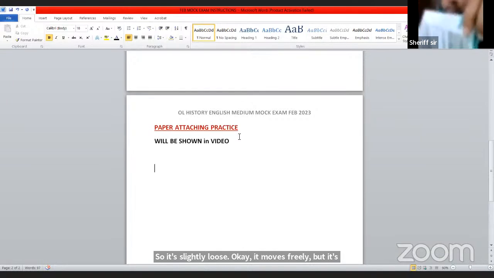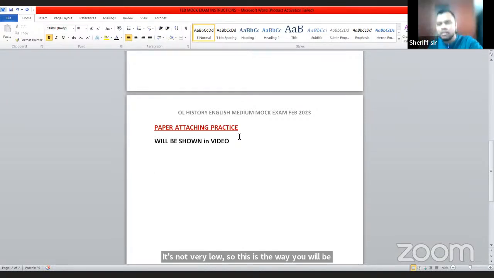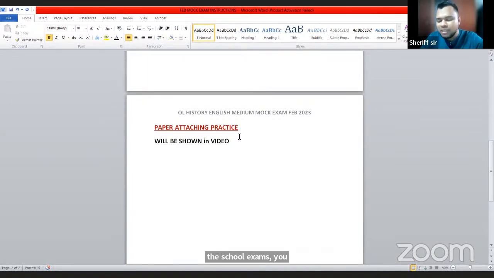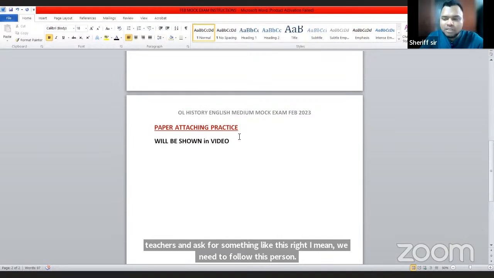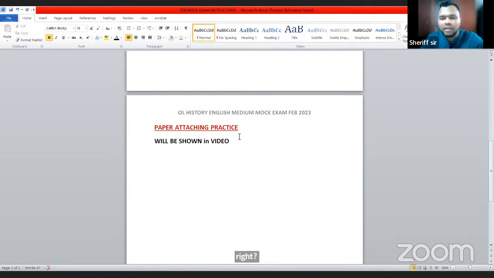This is the way you will be attaching papers for all subjects in your O levels, not only history. If you are taking the school exams, just talk to your teachers and ask for something like this. We need to follow this procedure. If you have been doing the stapler method, why don't you get used to this now itself? It's easy, so you don't have to panic in the exam. Now itself you are ready for this.